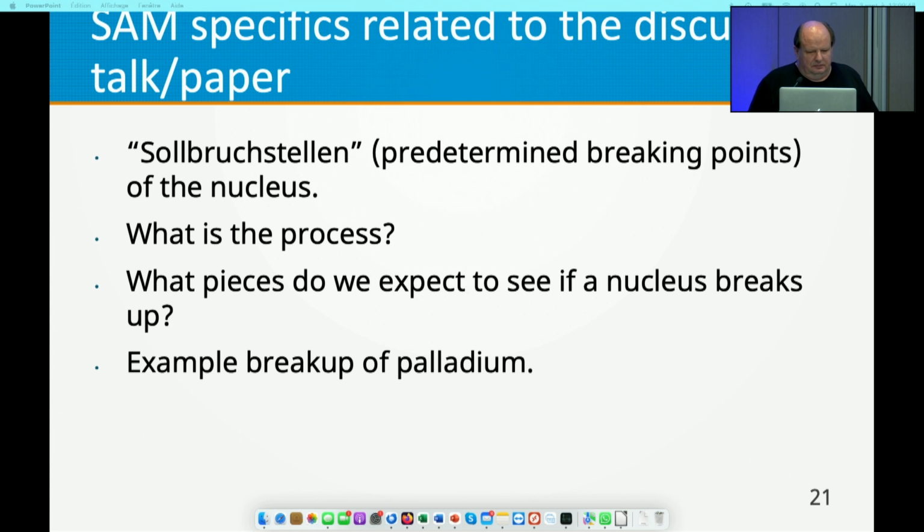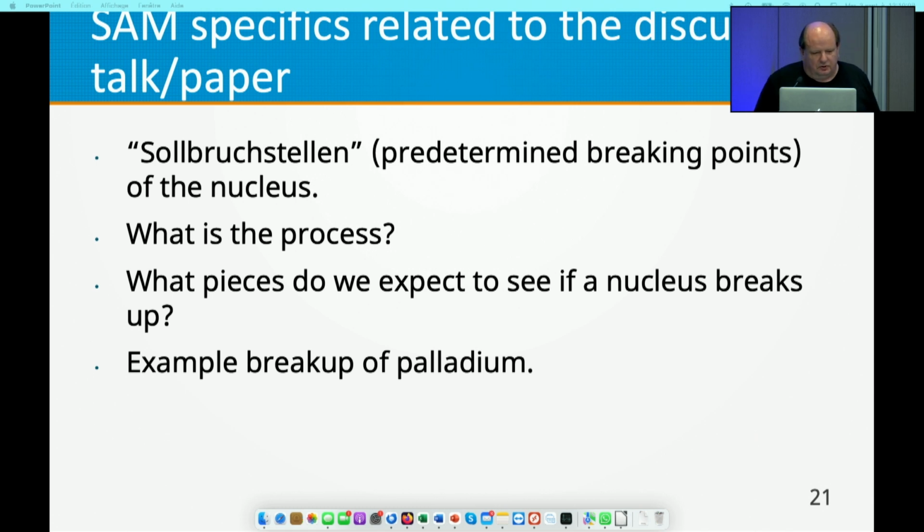So we talk about what we call Sollbruchstellen. This is me doing that. In English, it's predetermined breaking points, but the name I used stuck, so we kept with it. It's one of those typical German words that comprise something in one word.